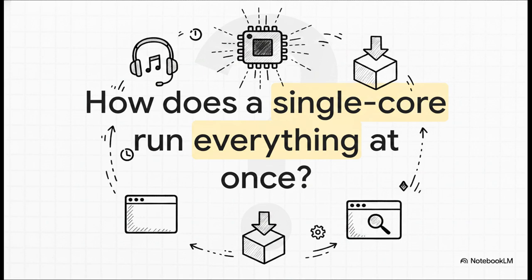How exactly does your machine, maybe even one with just a single-core processor, manage to stream a Spotify playlist, download a massive gigabyte file, and run a resource-heavy web browser all at the exact same time? Honestly, it feels a bit like magic, right? But behind the glass of your screen, there's an absolute masterclass in high-speed juggling going on.